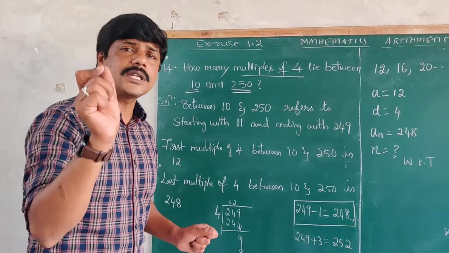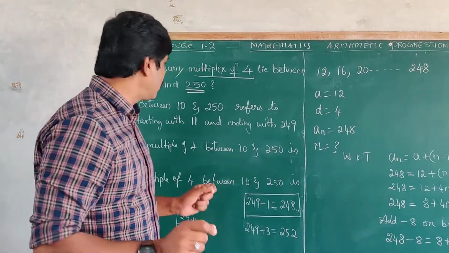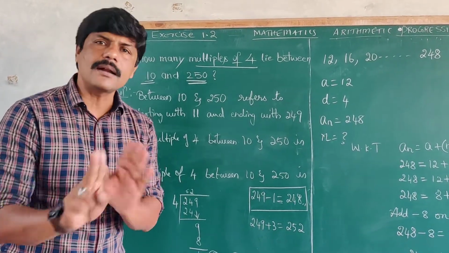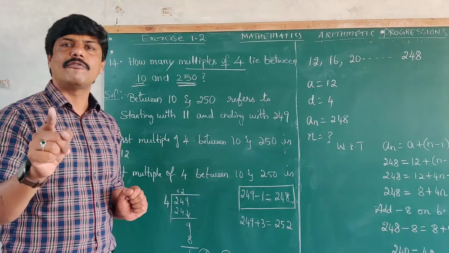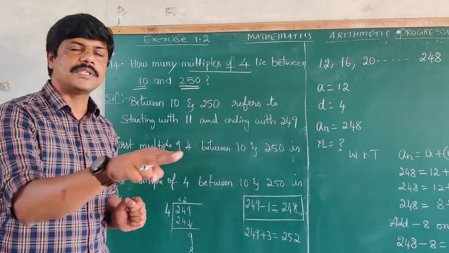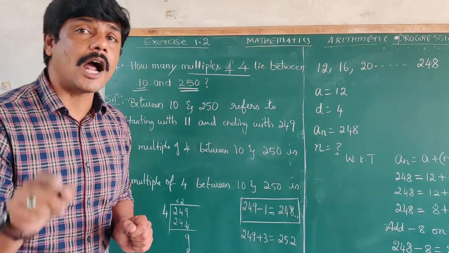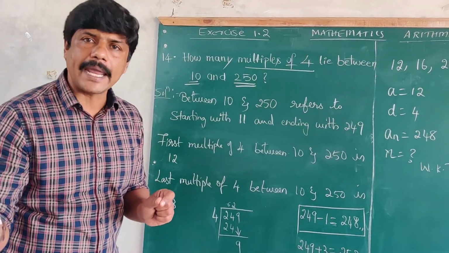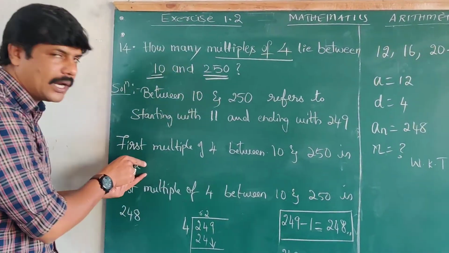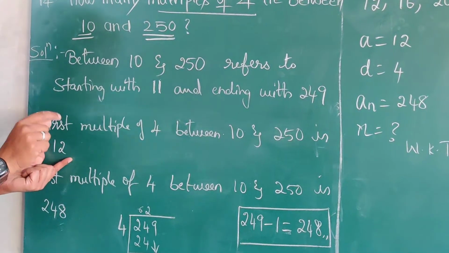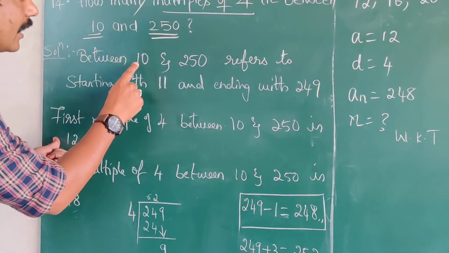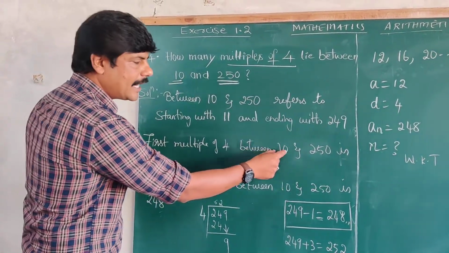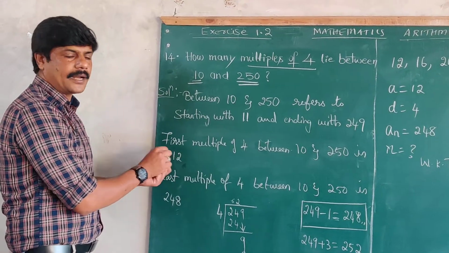Now, which is the first multiple of 4 between 10 and 250? 11 is the first number, which is not a multiple of 4, because you know the four table: 4 1 times 4, 4 2 times 8, 4 3 times is 12, not 11. Therefore, the first number which is divisible by or a multiple of 4 is 12. That is the first multiple of 4 between 10 and 250.